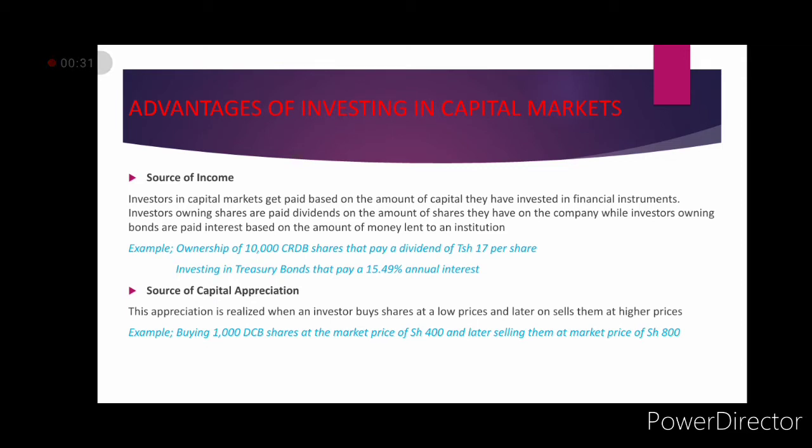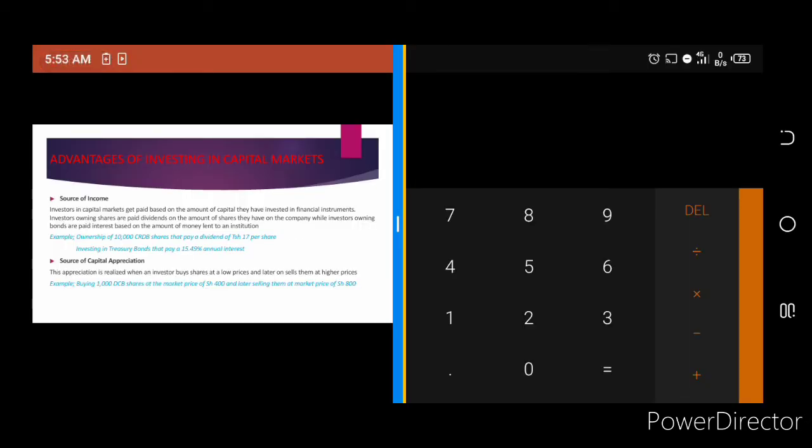Now, take the example of ownership of CRDB shares that pay a dividend of 17 shillings per share. Let's do the math right there. Basically, the more capital you invest in the stock market, the more capital you invest in shares, the more shares you get to own. So using this example, ownership of 10,000 shares that pay a dividend of 17 shillings per share. A dividend is basically the money you get paid based on the number of shares you own in a business. So this investor would be able to walk out with money in the pocket or money in the bank worth around 170,000 shillings. That is before tax, of course.